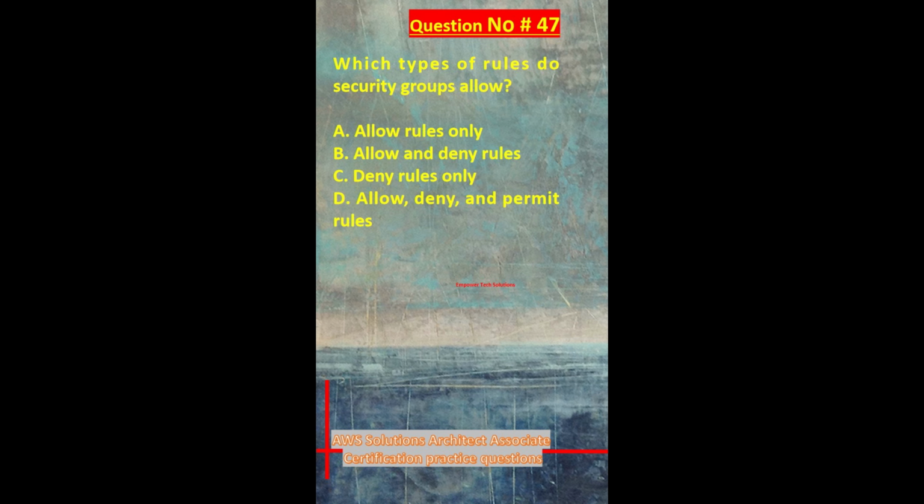Which types of rules do security groups allow? A. Allow rules only. B. Allow and deny rules. C. Deny rules only. D. Allow, deny, and permit rules.